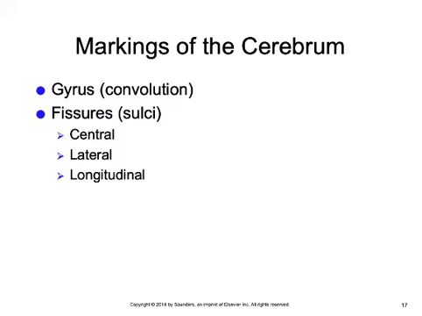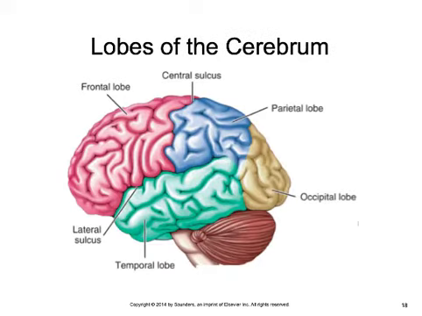Again, the reason for all of these convolutions and ridges is to increase the surface area of the brain. All right, so there's the different lobes. The transverse fissure would be here. There's the lateral sulcus, the central sulcus. And then the longitudinal fissure is only visible from the top, and it would run right across here.